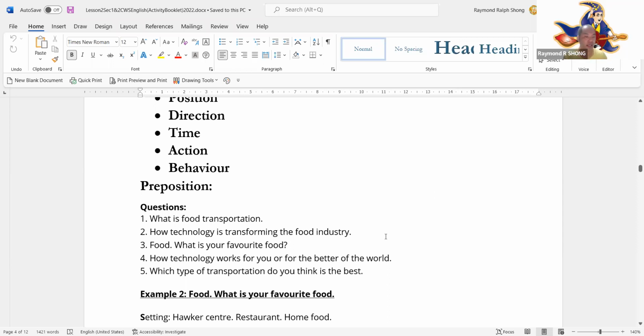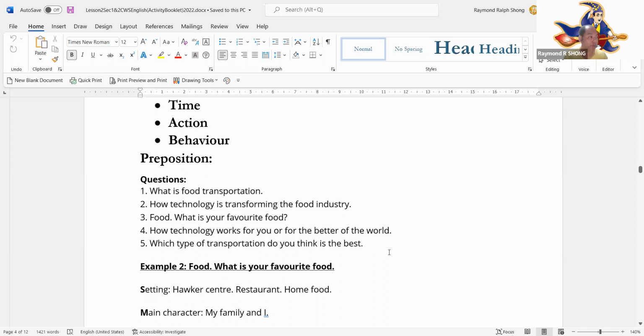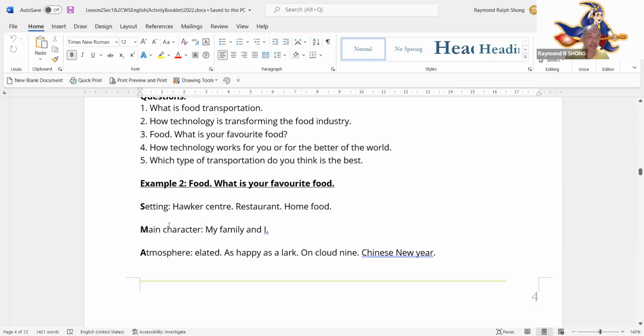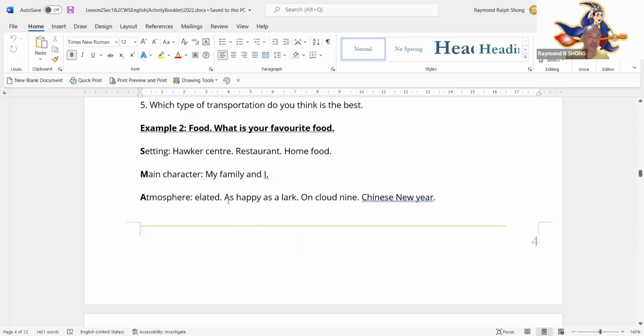Okay, so you see? Like I told you already, if you are interested in my lessons, this is what I'm going to drill you, to prepare you not for Set 1, for a longer process. So you see, hawker center, my family and I, atmosphere, using FISH SPOT. Remember last week we talked about FISH SPOT. As happy as a lark on Cloud 9. FISH SPOT stands for idioms, similes, senses, occupations, and proverbs.